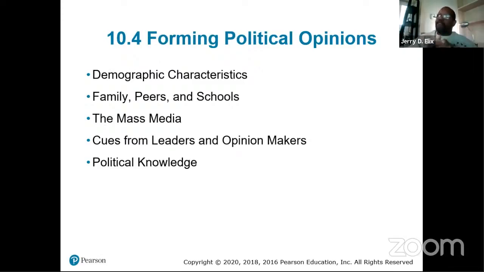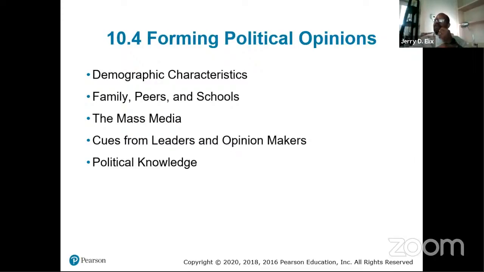The mass media. What you see in the media every day determines your ideology and opinion. Because if you receive most of your information from the news, you're thinking that there might be a crime spree going on every day. But in reality, that may not be the case. Cues from leaders and opinion makers.